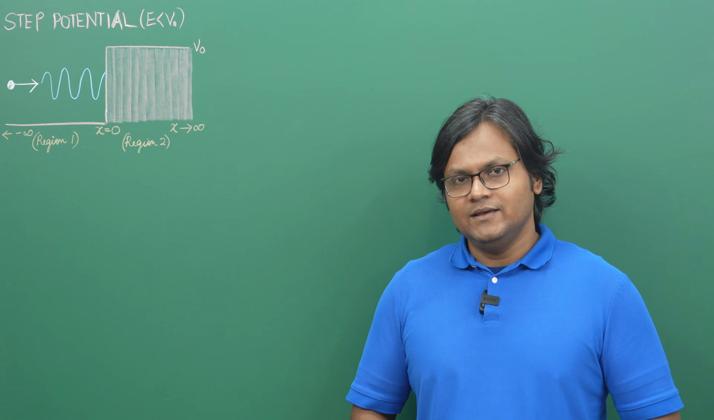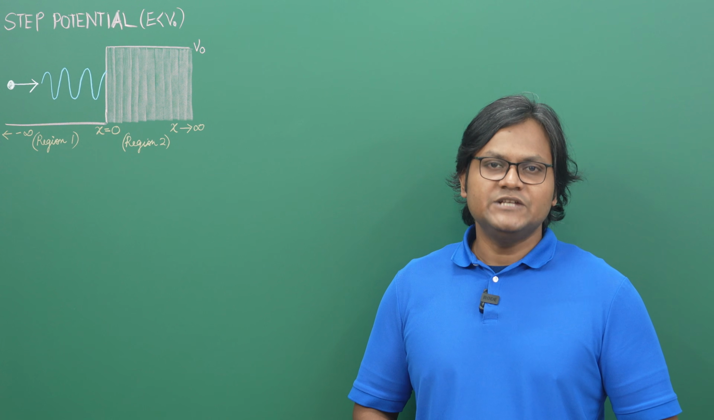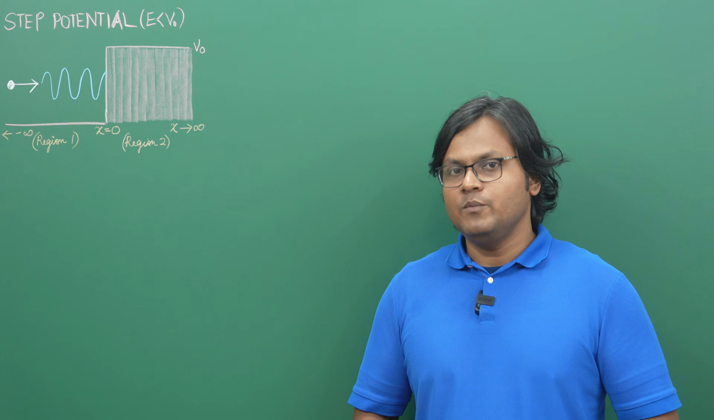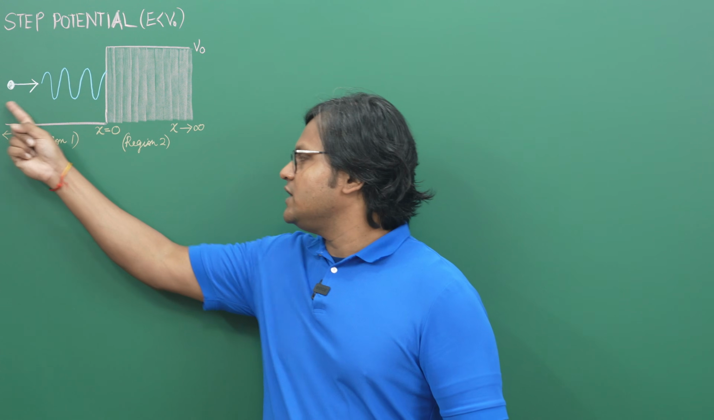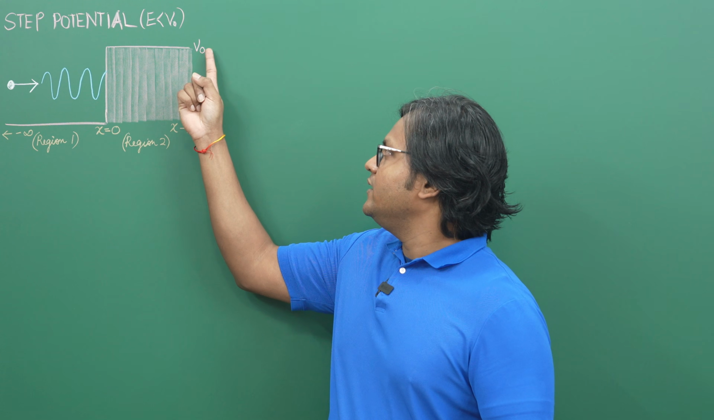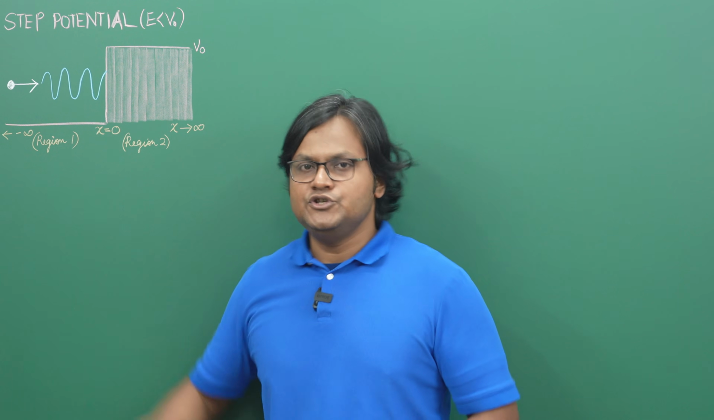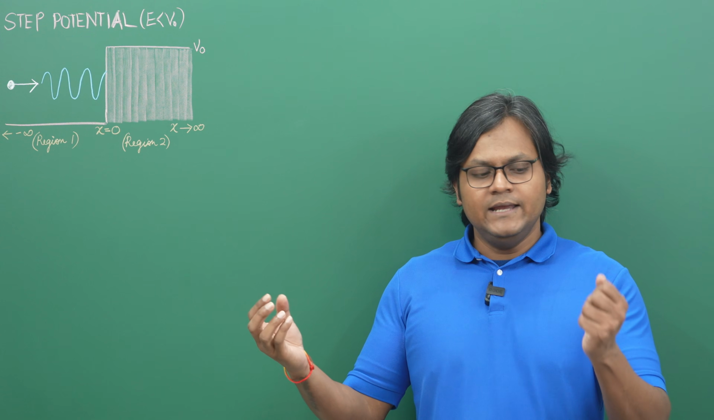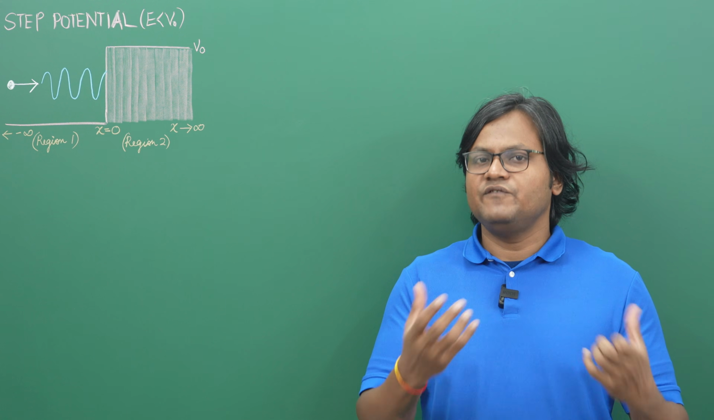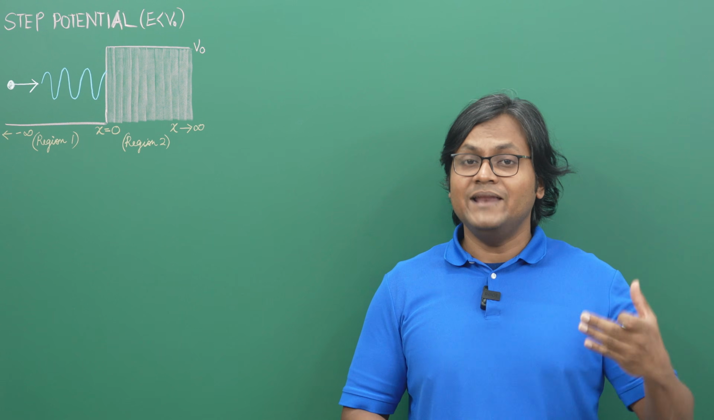Hello and welcome back. In today's video, we are going to discuss the case of step potential in quantum mechanics. Specifically, what happens when a particle approaches a step potential whose barrier is greater than the particle's energy. So you can imagine a ball with a certain amount of kinetic energy hitting a wall, but it doesn't have sufficient energy to overcome the barrier of the wall.